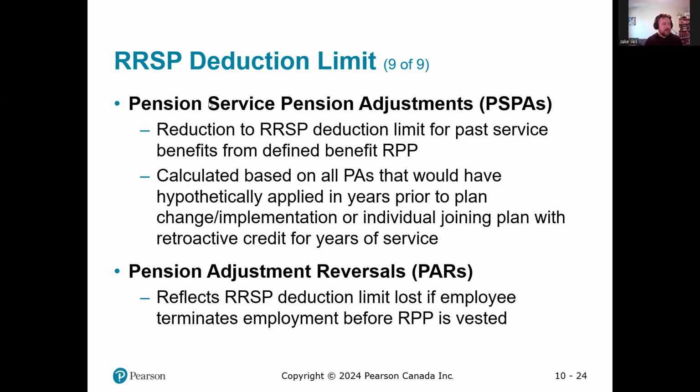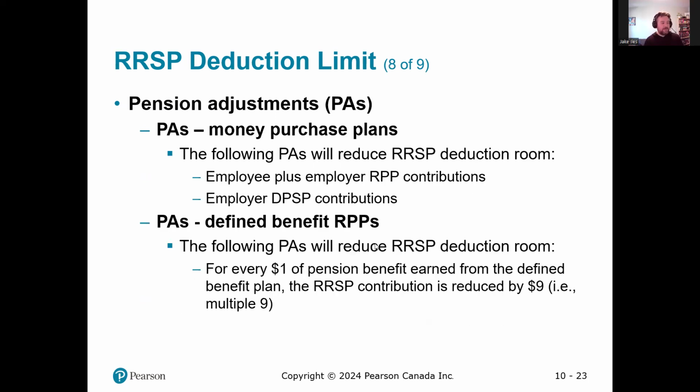Past service pension adjustments are a reduction to the RSP deduction limit for past service benefits, and then there are pension adjustment reversals. I've mentioned before that sometimes defined benefit plans say, hey, you get 2% of your average salary, but maybe they increase it. You're going to get 2.3%. Well, we've been calculating contribution space based on 2%. So we need to calculate the result of the 2.3% and basically subtract from it that 2% calculation.